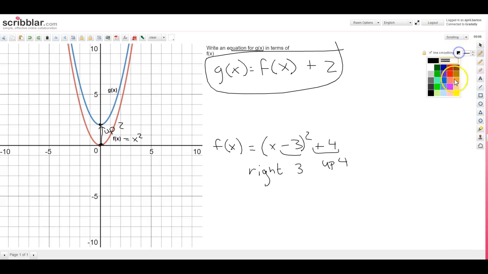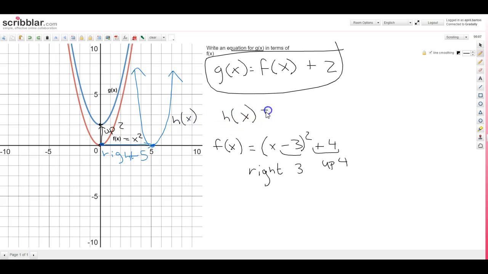What if we had a horizontal shift instead of a vertical shift? What if our graph ended up over here? So originally we're in the center again, and this time we go right 5 spaces. Well, we know right 5 is a subtraction inside the parentheses, and if we're writing a new function, let's use a different letter. I'm going to call this new one h of x.